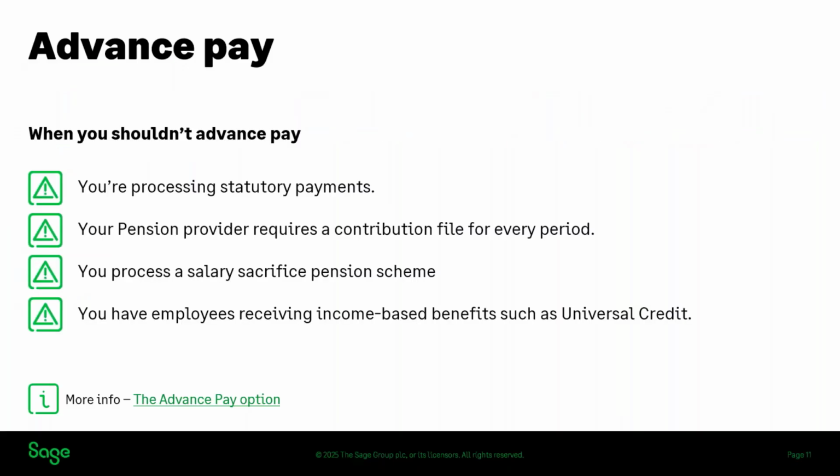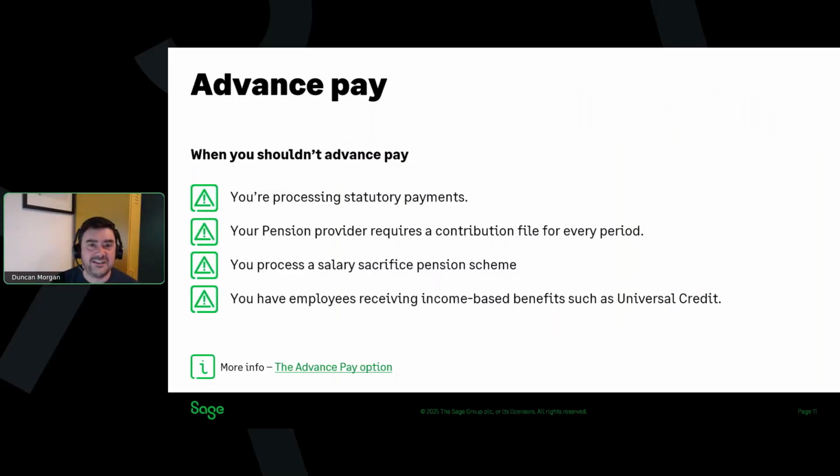A reminder of when not to use it, just there on the slide. The big one is statutory payments, and pension providers requiring a contribution file for each individual period. Avoid it if you use salary sacrifice pension schemes, and also if you think you may have employees that might be affected on universal credit. But you can read more about the advanced pay option following the link there on the slide.